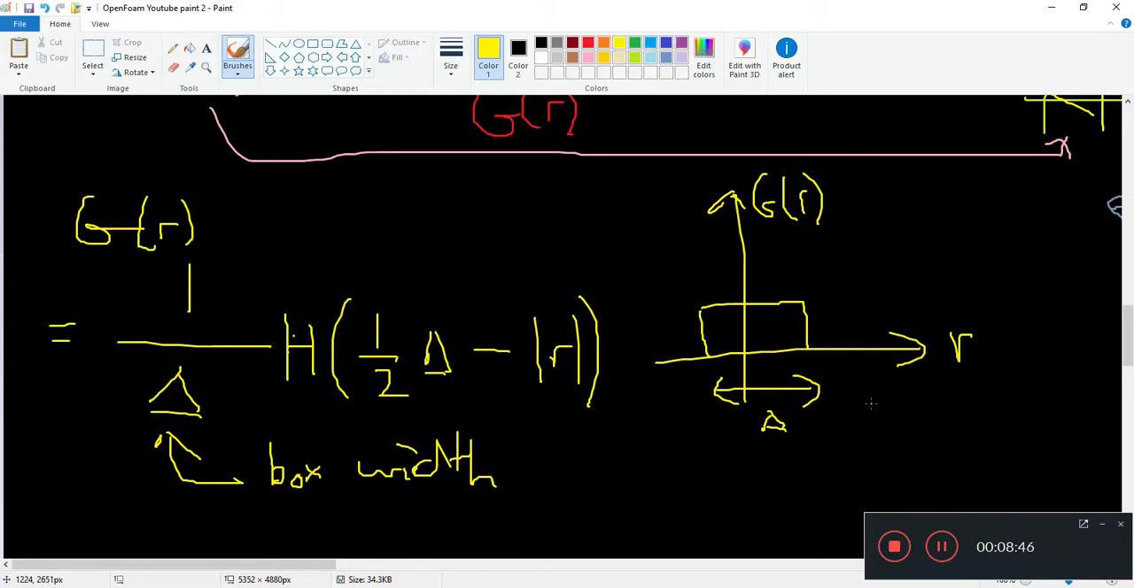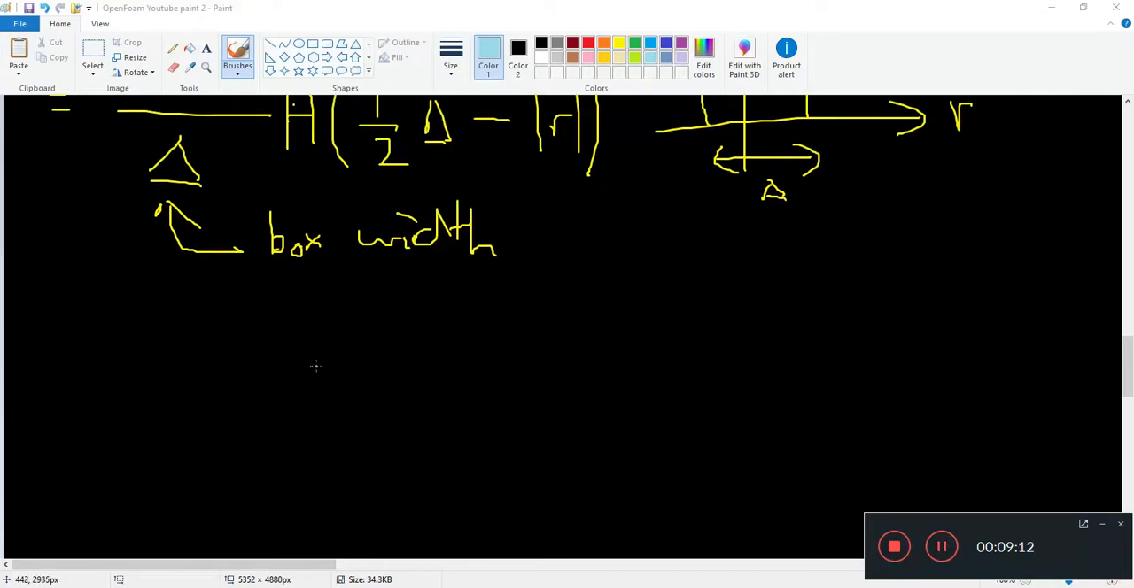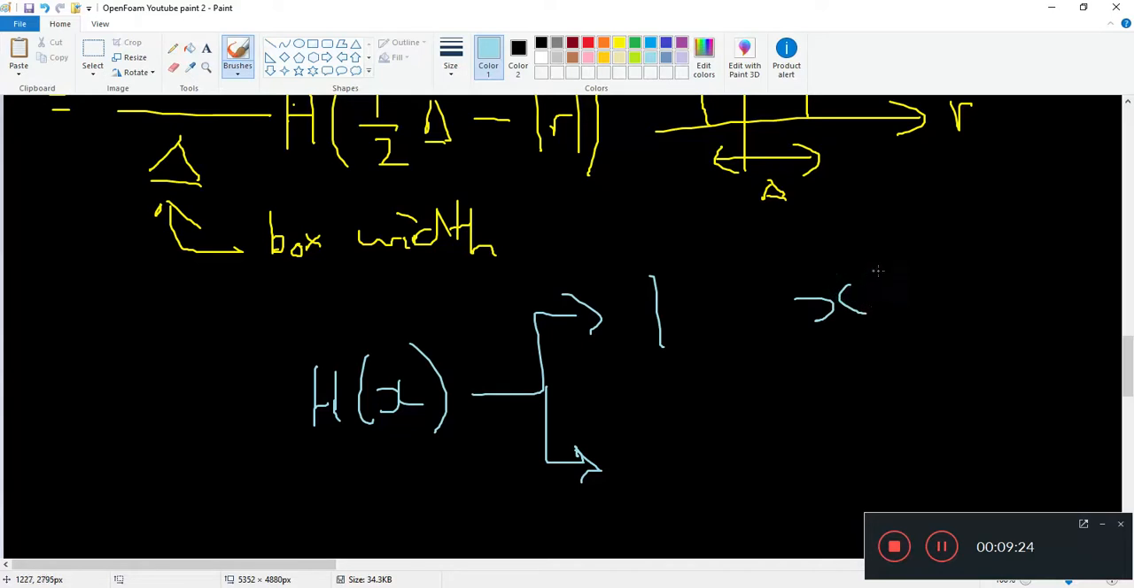Okay, and then what is this H? This H is likely the Heaviside function. So the Heaviside function is such that it is 1. So what is the Heaviside function? The Heaviside function is equal to 1 where x is greater than or equal to 0, and is 0.